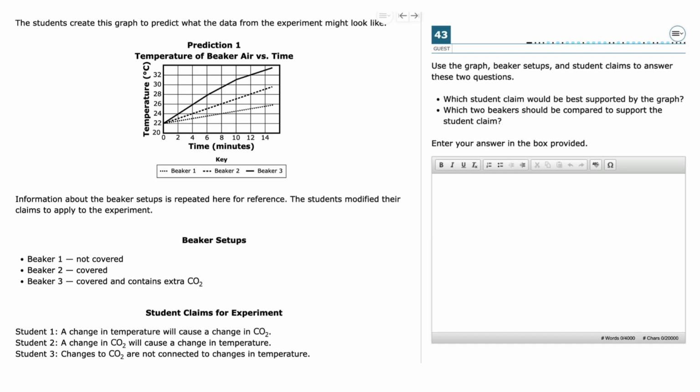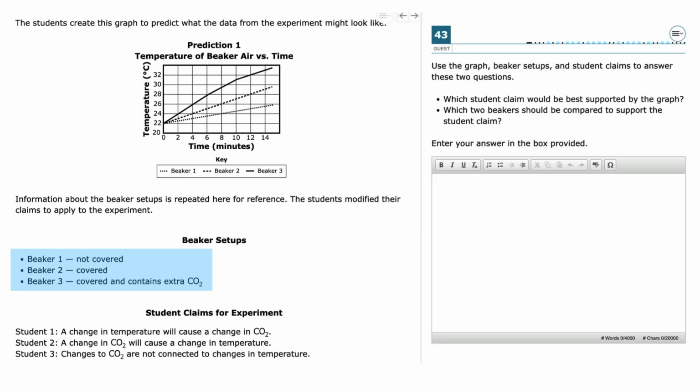In this problem, you're looking at a graph that shows how the temperature inside 3 beakers changes over time when placed under a heat lamp. Beaker 1, not covered. Beaker 2, covered with plastic wrap. Beaker 3, covered and contains extra CO2.